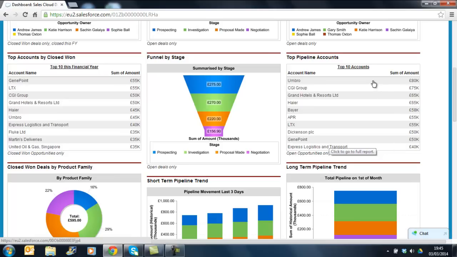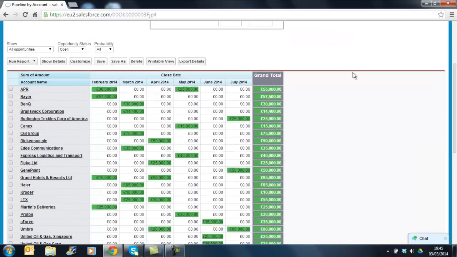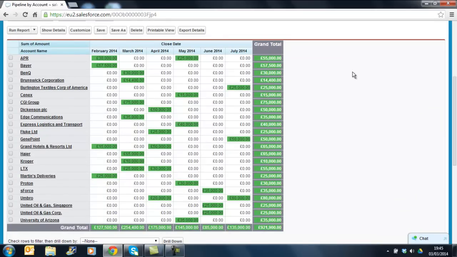This 80k doesn't, of course, tell me that there's only one opportunity worth 80k. It might be half a dozen opportunities, but it tells me that that's the account with the biggest value of open deals. And if we go down to the underlying report, then we can see that same information. We've put a bit of conditional highlighting on there just to make it easier on the eye to find the different numbers and so on. And we can see that Umbro, that 80k, is actually split up with some deals that are due to close in July and some deals that are due to close in April as well.